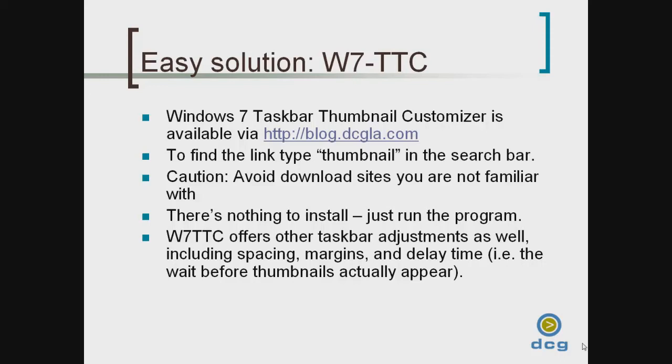I always like to caution folks to visit sites that you trust when it comes to downloading files. So many sites these days can infect your computer with malware and viruses, and that's no fun. Keep in mind that there's nothing to really install. Just download the program and run it, and you can set your options once it's popped up and running. If you want to run it again, it'll be in your downloads folder. The utility also offers other taskbar adjustments that you can try out on your own, including spacing, margins, and the delay time with which the windows will pop up.